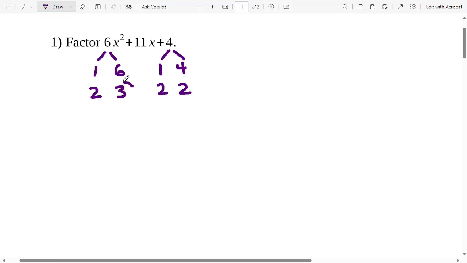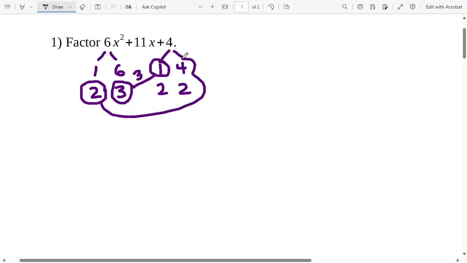So for instance, if I multiply 3 here by 1 here, that gives me 3. And then if I take 2 here and multiply it by this 4, that gives me 8. And 8 plus 3, that's going to give me the 11 that I want. So I want to use these pairs.